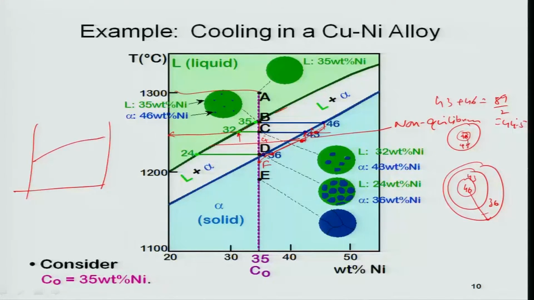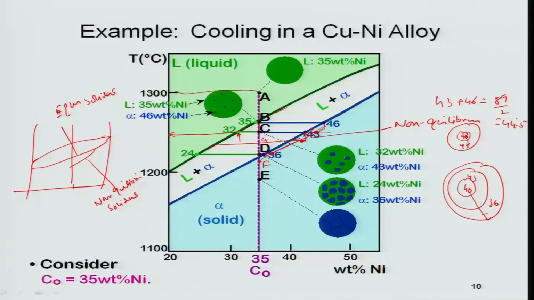I am just going to draw it again for you. This is my temperature, this is the composition. So this whole thing will fall like this. This is the non-equilibrium solidus line, solidus curve. And the equilibrium one is this one. This is the equilibrium solidus.